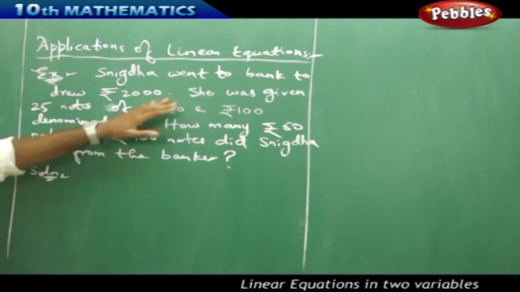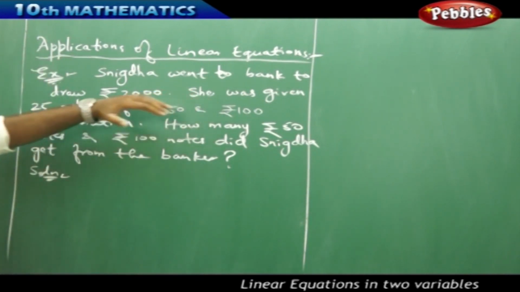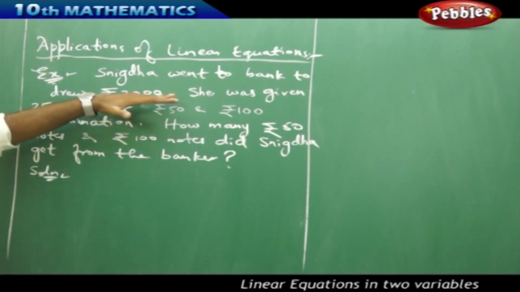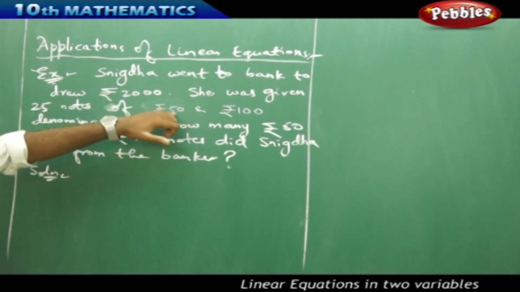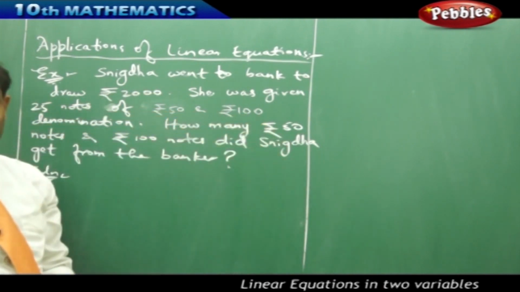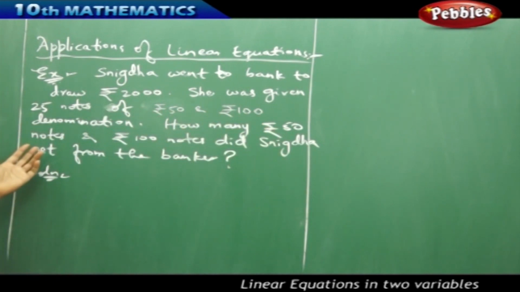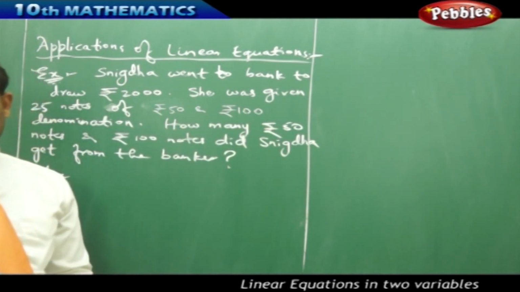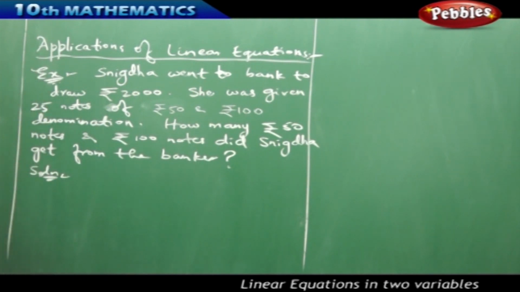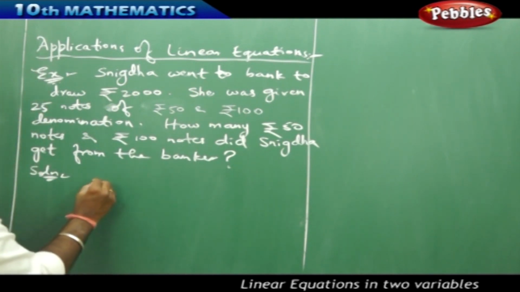So let's start with the clear picture of what is given. Totally, Snigdha gets 2000 rupees from the bank. She has been given 25 notes of 50 denomination and 100 denomination. Thirdly, I want to know how many 50 rupee notes and 100 rupee notes did she get from the banker.